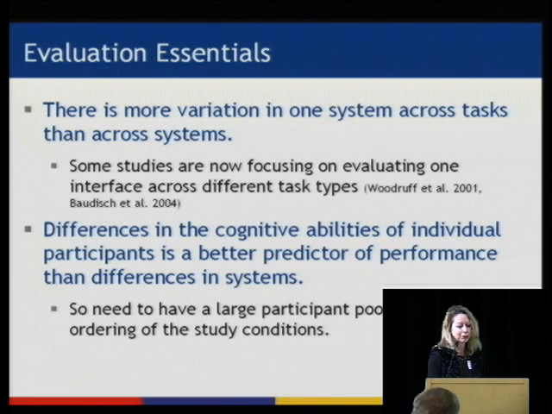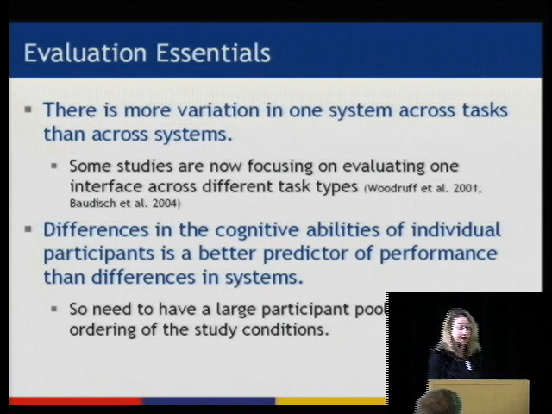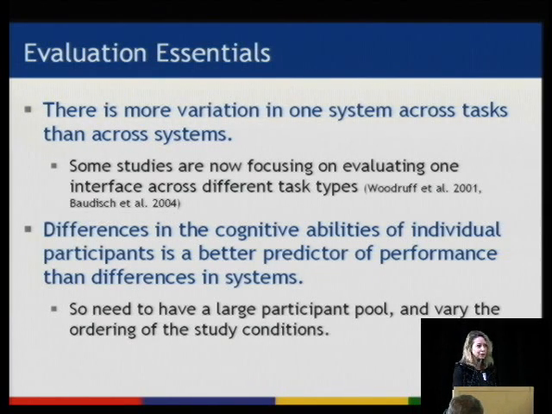There's a bunch of statistics, both Jakob Nielsen talks about this and also in the TREC evaluations, that there's often more variation across tasks for one system than there is across systems. And so if you're comparing two systems on a few tasks, you're not going to get very reliable results. You really have to run an evaluation on lots and lots of tasks.